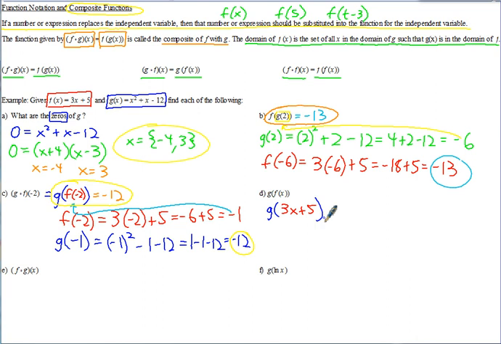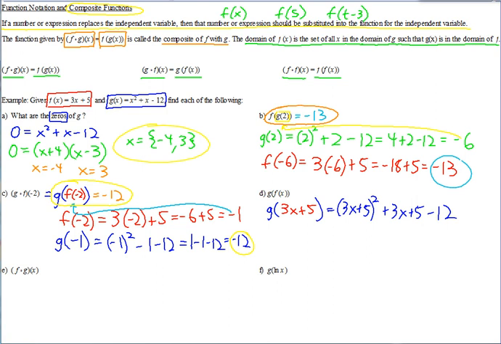And now, this may look a little weird if you haven't done these before, but g of 3x plus 5, just like when we had a number in there, whatever's in the parentheses, that's what replaces the x. So this x right here gets replaced by 3x plus 5, both places. So this would be 3x plus 5 squared plus 3x plus 5 minus 12. And then it's just a matter of simplifying this.